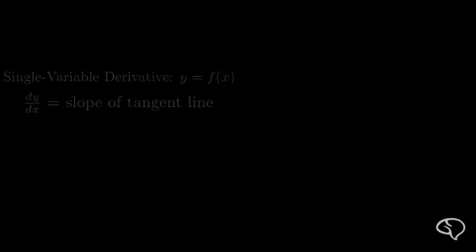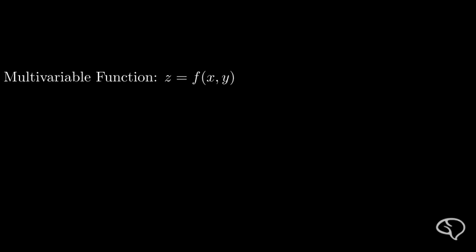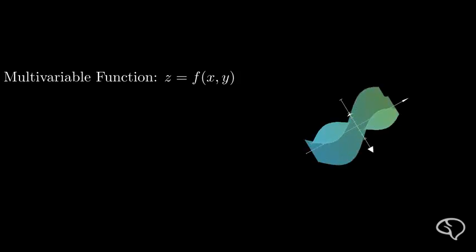But what happens when a function has more than one input variable? For example, a function z equals f of x comma y. This function represents a surface in three-dimensional space. How do we find its rate of change?